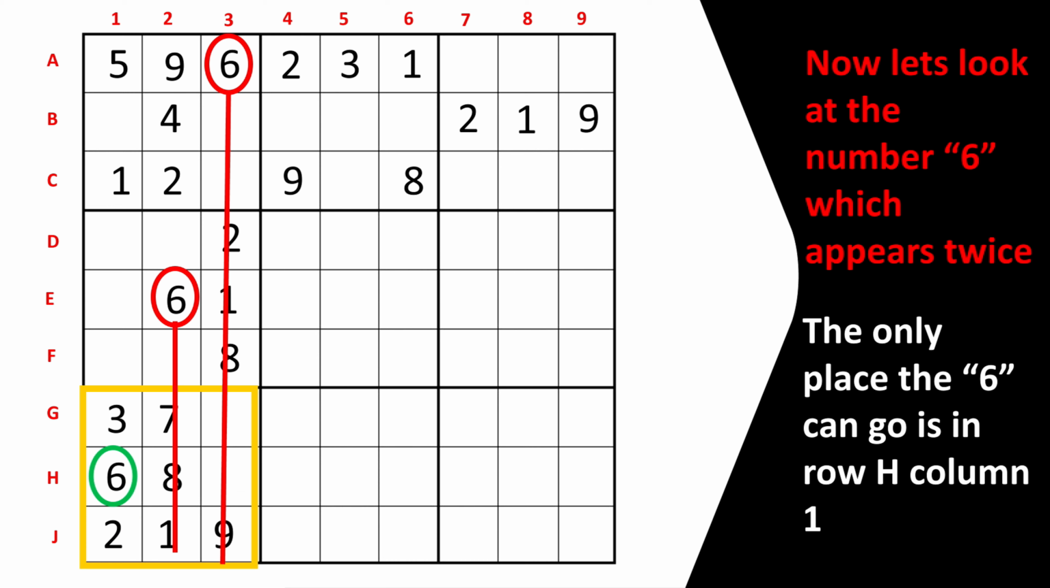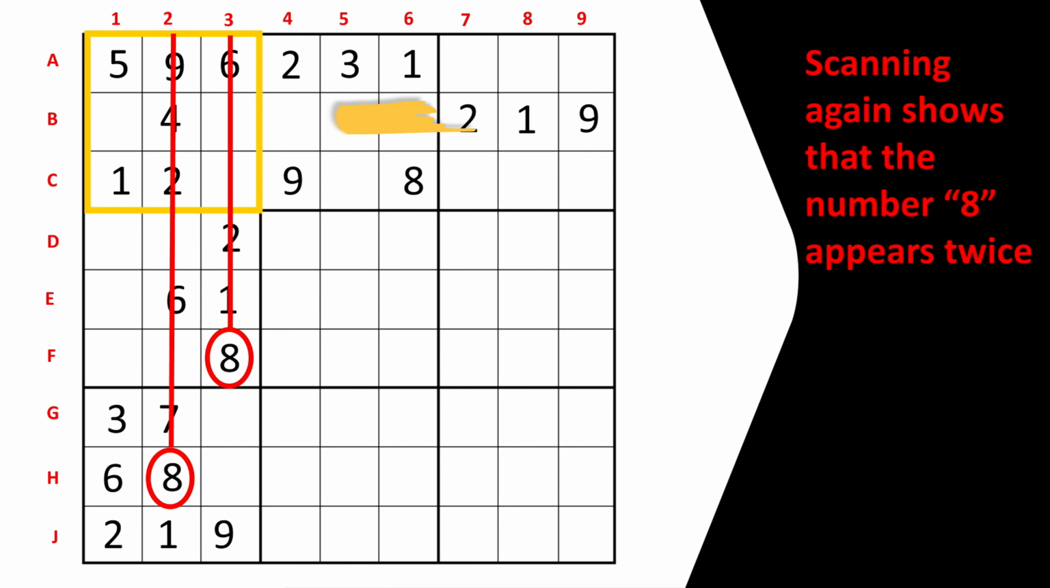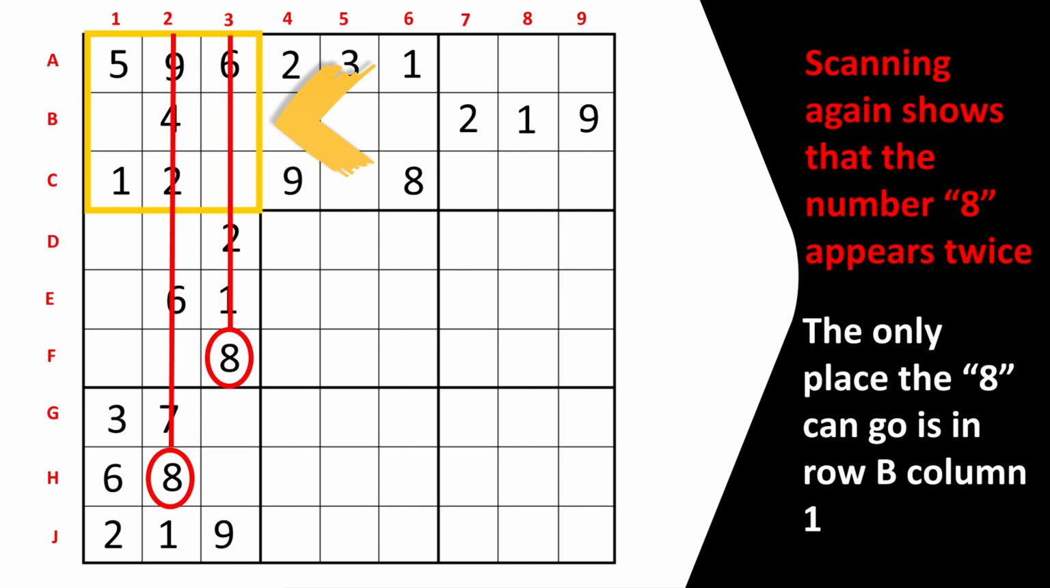Now we scan again and see the number 8 is repeated twice in this left stack in blocks 4 and 7. So it needs to be placed in block 1. Where in block 1? Well, columns 2 and 3 already have the number 8. So it must be placed in column 1, and the only place it can go is here in row B, column 1. Now you may be thinking this is too easy, you can't solve an entire Sudoku puzzle using only this technique, and you're right.